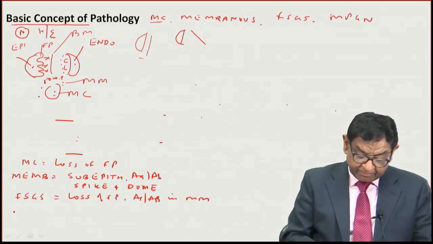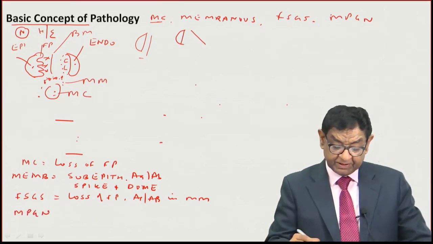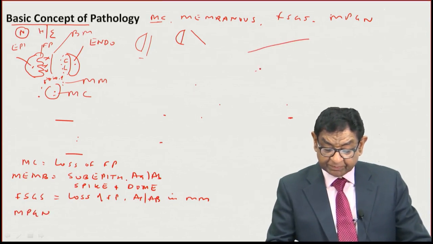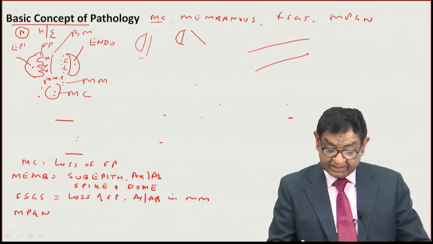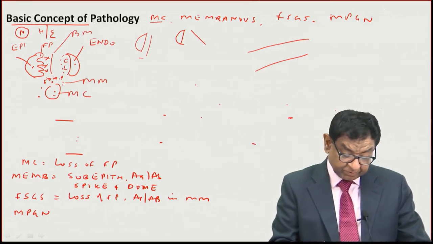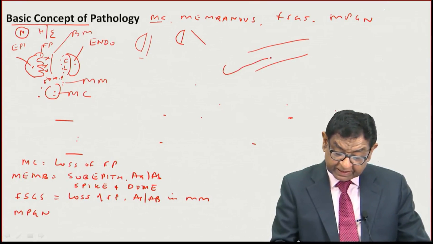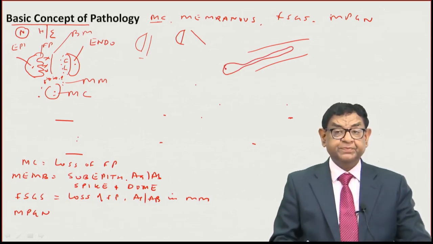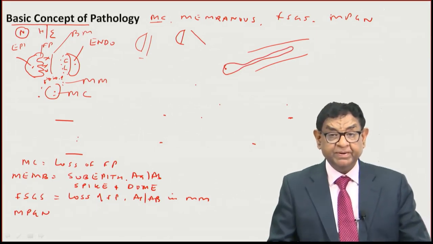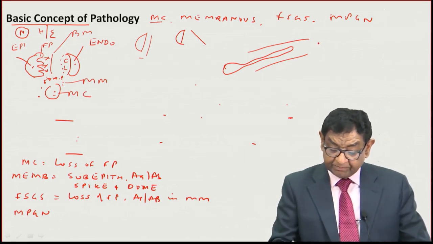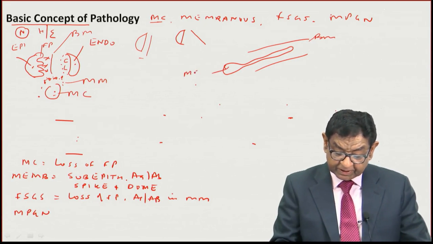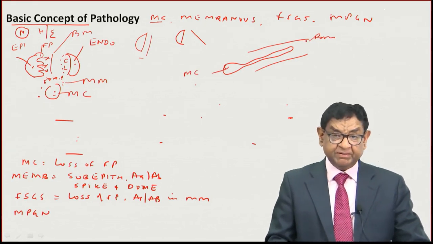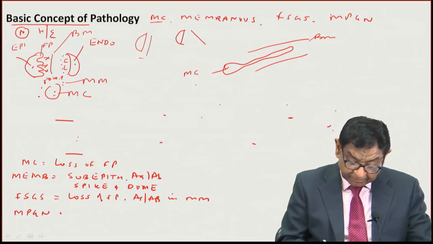Now let's see what happened in membranoproliferative glomerulonephritis, MPGN. This is the basement membrane. And here is the epithelial cell. This is the mesangial cell. And this proliferates and enters the basement membrane. Okay, so I have drawn a bigger diagram. This is the basement membrane and this is the mesangial cell. And this mesangial cell enters the basement membrane and makes a tram track appearance.